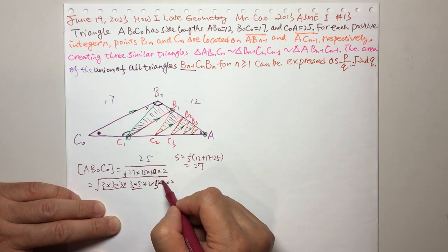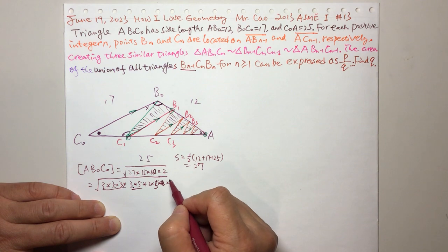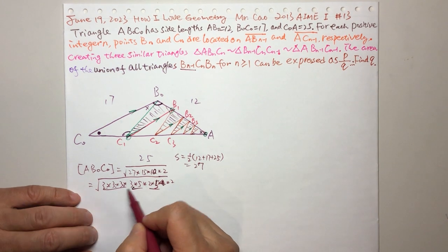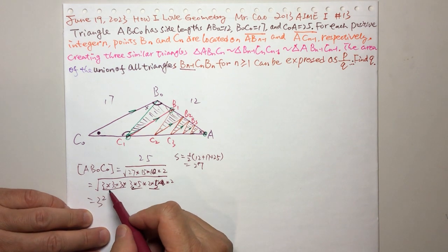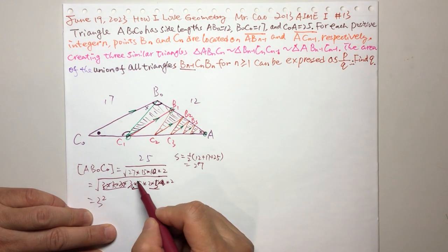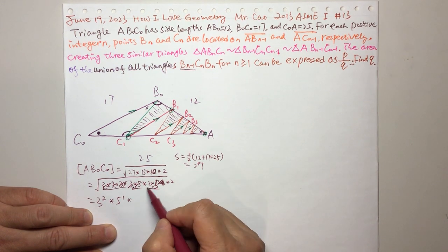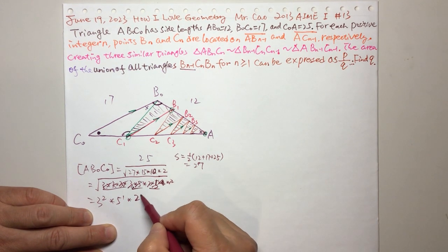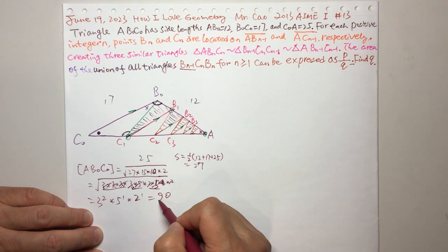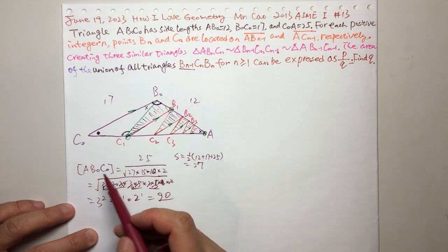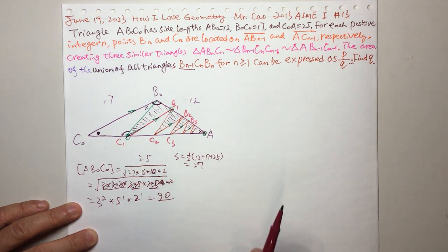No, this is 3, so that's the final 2, that's 10. So it's 3 squared, 1, 2, 3, and 5 times 5 times 2, so it's 90, right? Now we got the area of the large one is 90.